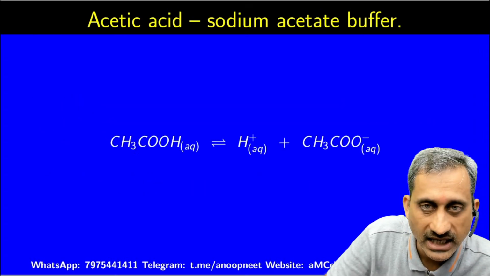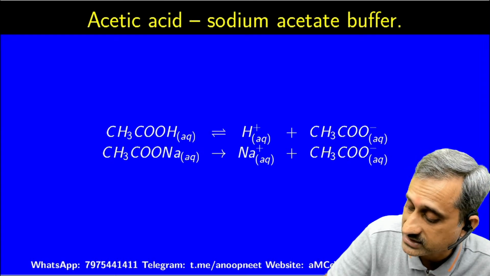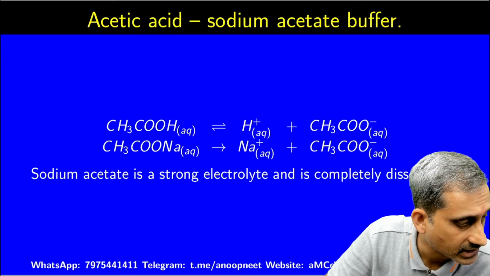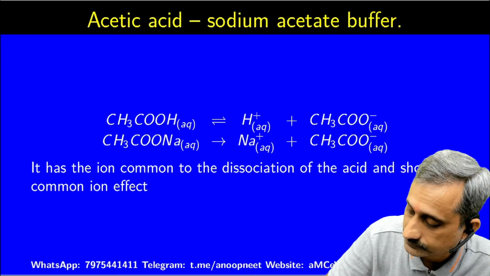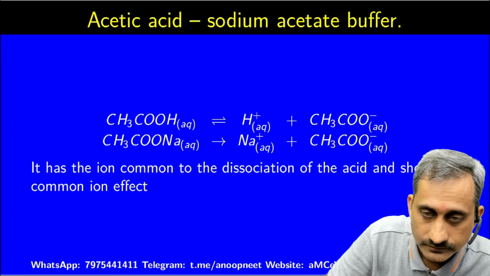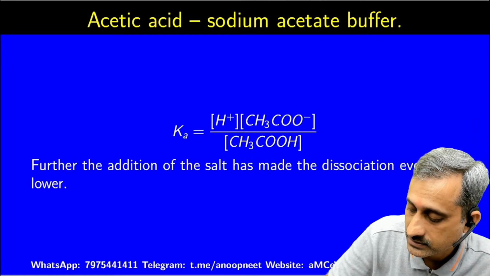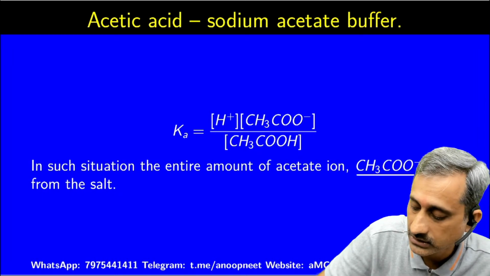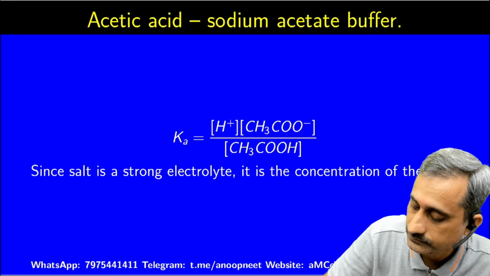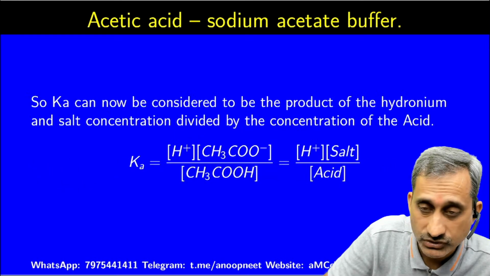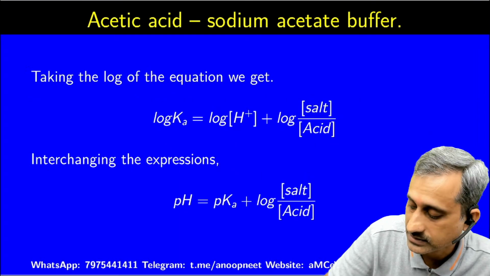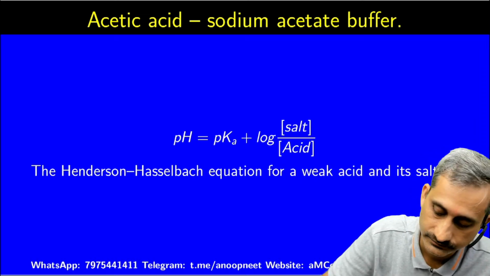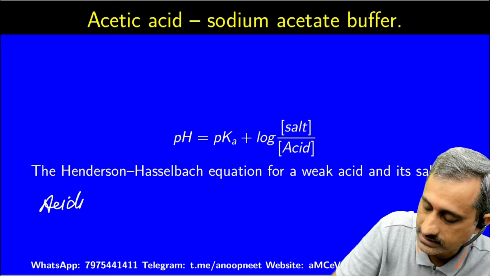So let's talk about the Henderson's Hasselbalch equation for the acetic acid and sodium acetate buffer. I have already told you this, keep watching, and if anyone has any confusion, ask. Okay, there is the common ion effect also. Clear. Acetate ion is considered to be from the salt. Salt is a strong electrolyte, it's the concentration of the salt. So we have this equation, and this is the Henderson's-Hasselbalch equation for a weak acid and its salt. Okay, this is for the acidic buffer.